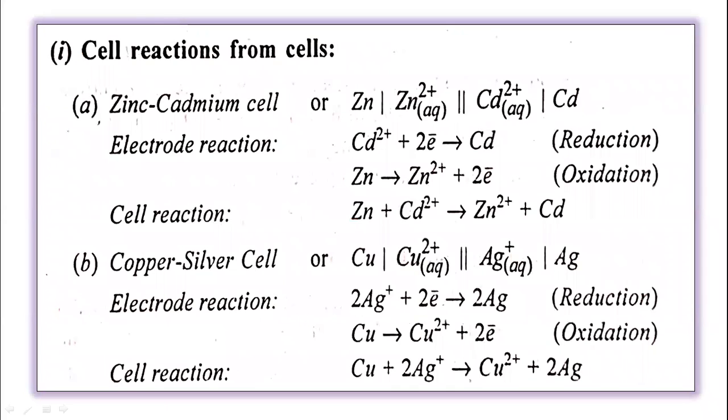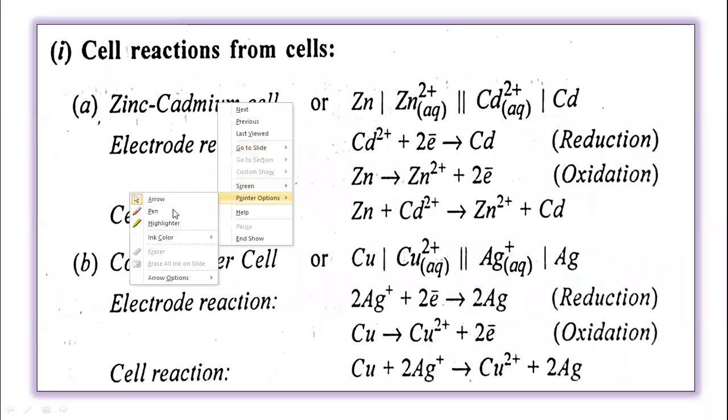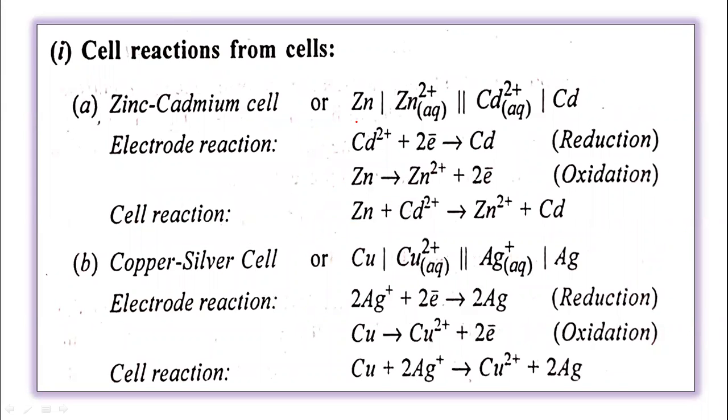So you can see here, first it is the zinc cadmium cell. Okay. So this is a zinc electrode, zinc in contact with Zn2+ ion, and a cadmium electrode, cadmium in contact with Cd2+ ion. Now let us write the electrode reactions. We can write the reaction taking place at the right hand side, or even the left hand side, no problem.